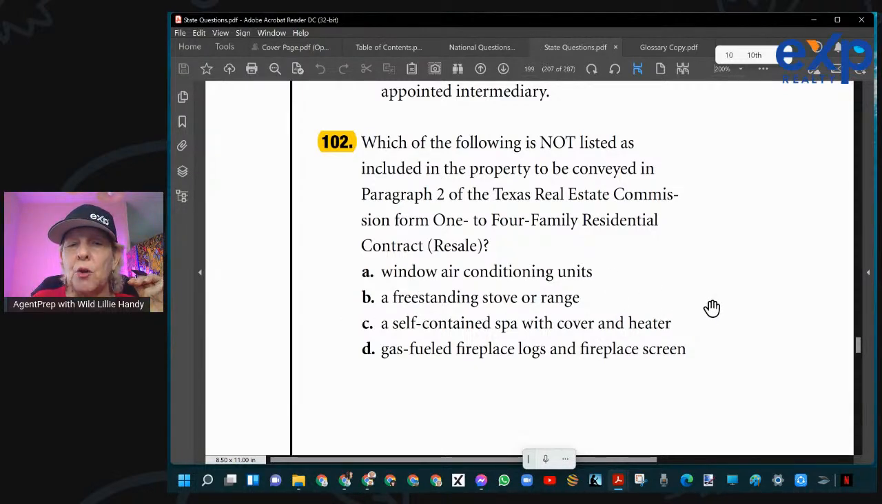B, a freestanding stove or range. C, a self-contained spa with cover and heater. D, gas fuel fireplace logs and fireplace screens. So which are part of the house that go with the house? They have a purpose, okay, a function, an intent, an agreement. What kind of fixture are they? So which of the following is not listed as a fixture included in the property to be conveyed in paragraph 2 of the Real Estate Commission form?